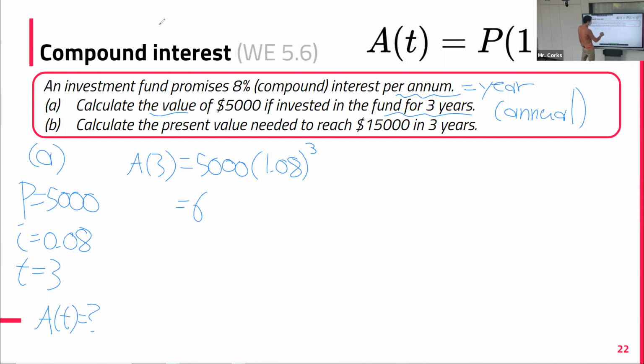Sorry, one more time, 6,000. 300. 0.5. Okay.